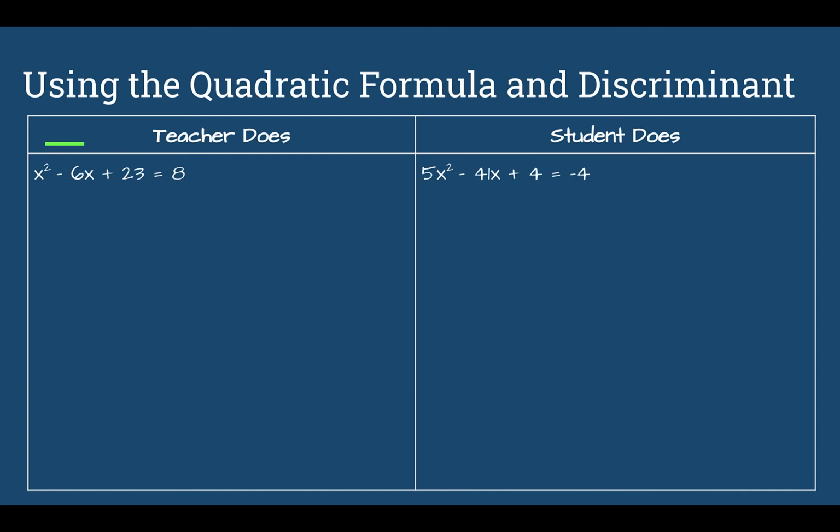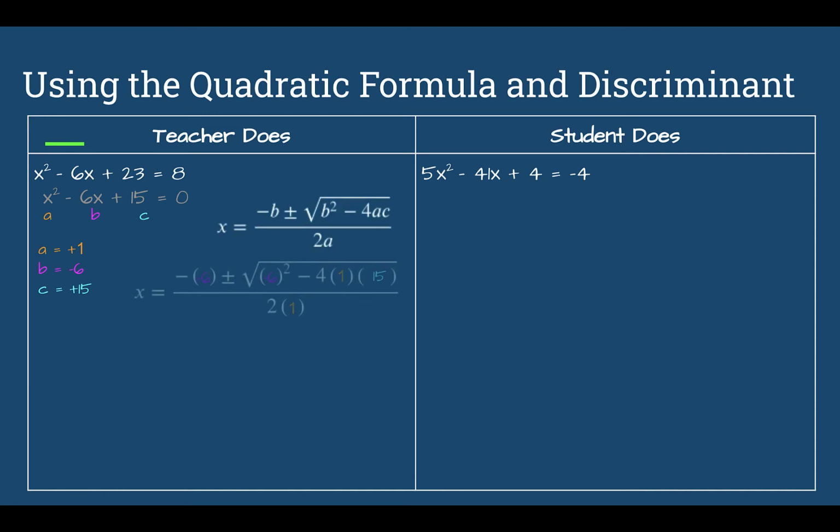Let's look at one last example. So here we have x squared minus 6x plus 23 equals 8. First, I see there's a constant on the right side. I'm going to subtract 8 from both sides, so it's on the left, and now I'm in standard form. X squared minus 6x plus 15 equals 0. A is now +1, B -6, C +15.